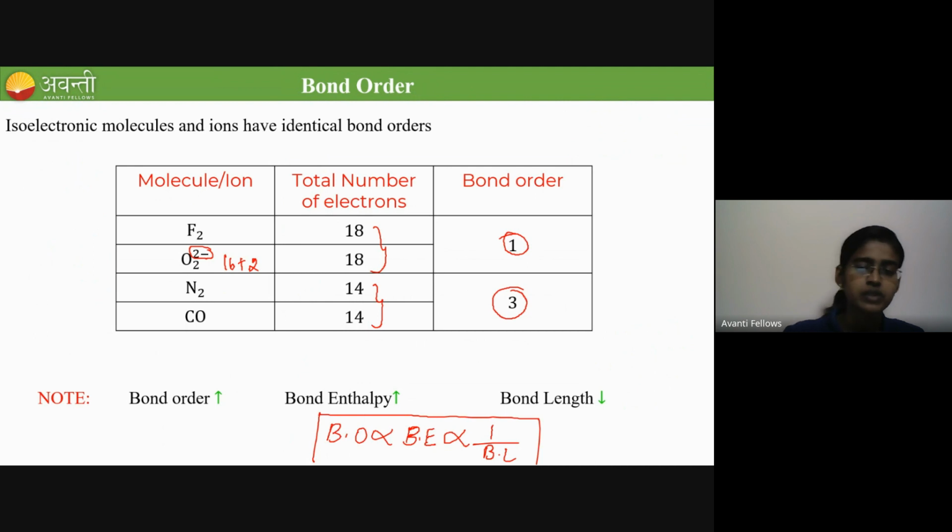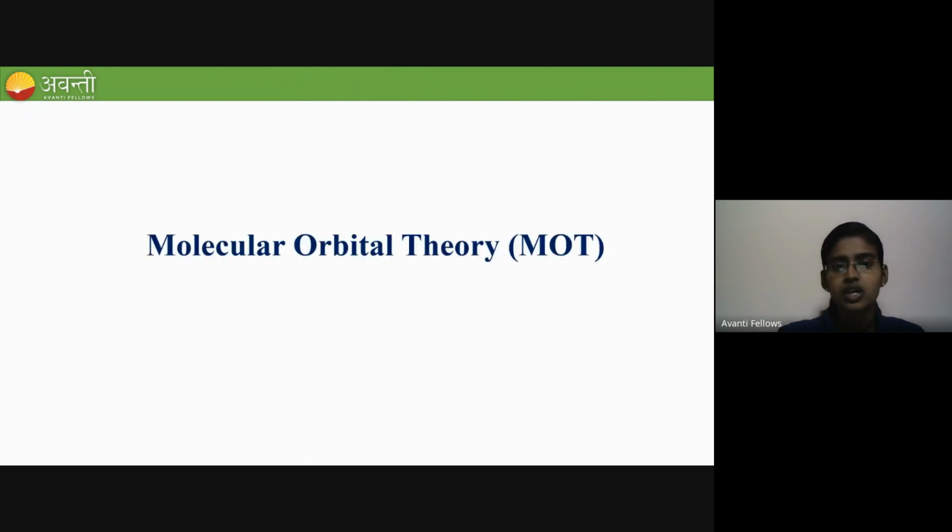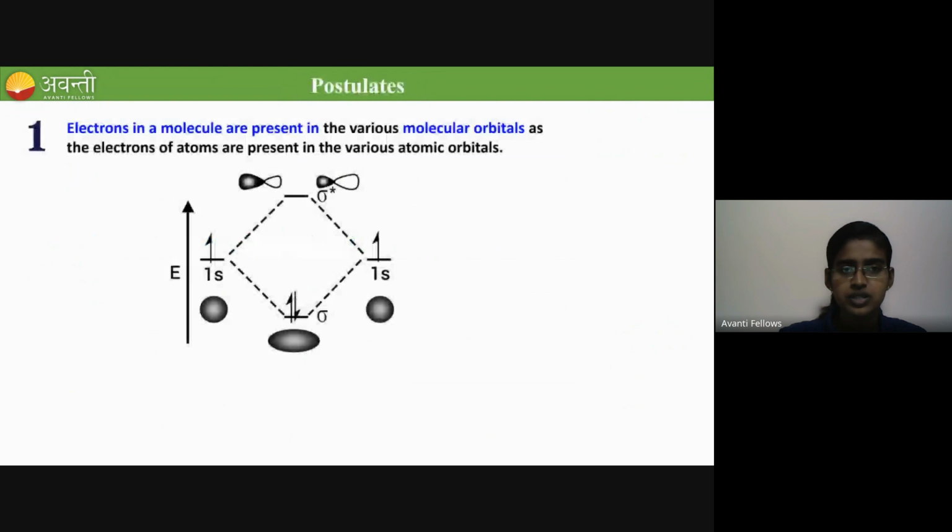Now we will move on to the second topic, that is molecular orbital theory. I'll quickly revise the postulates of molecular orbital theory and then we will solve the questions. The first postulate says that electrons in the molecule are present in various molecular orbitals, as the electrons of atoms are present in the various atomic orbitals. On the left hand side and right hand side, you can see some orbitals; those are atomic orbitals. The ones present in the middle are called molecular orbitals. So electrons are present in molecular orbitals like they are present in atomic orbitals. That is postulate number 1.